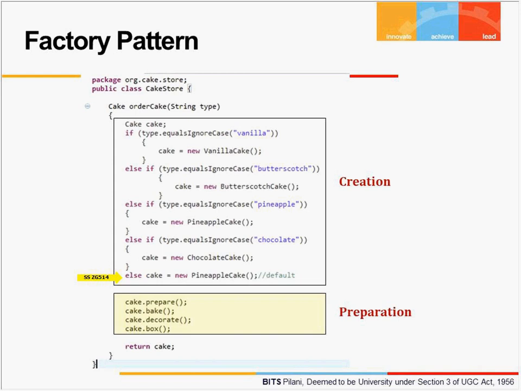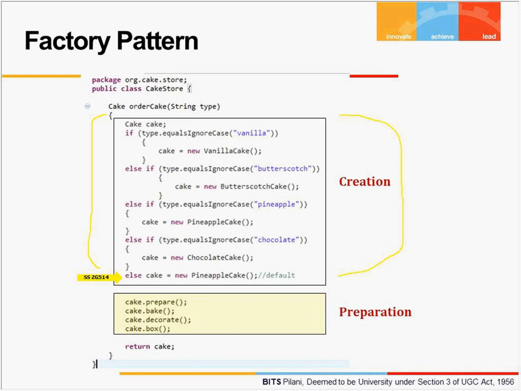Right? If you take a deeper look into this, all this is the creational logic, right? This is the creational logic that I was just discussing, which is required in order to find out which type of cake has to be created for the given order. Right, so based on the string type that is passed, one needs to determine which kind of cake is to be created, right? So the creational logic is placed in the order cake class, right?